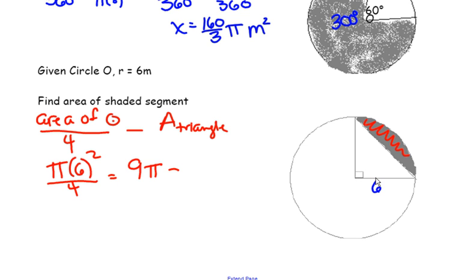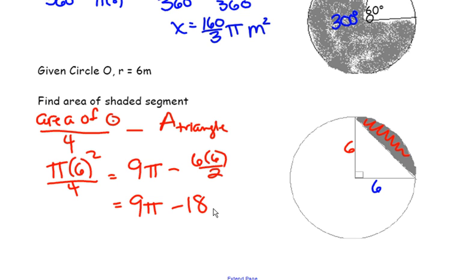Well, the area of my triangle, fortunately for us, it is a right triangle, and furthermore, it's an isosceles right triangle, and both legs are 6 because they're both radii of my circle, so I can do base times height divided by 2, which means that I've got 6 times 6 divided by 2. 6 times 6 is 36, divided by 2 is 18.